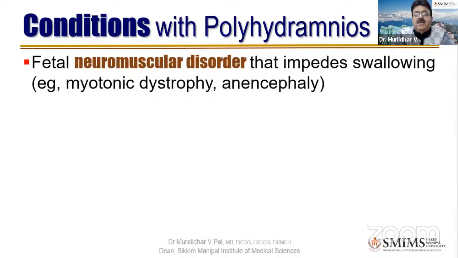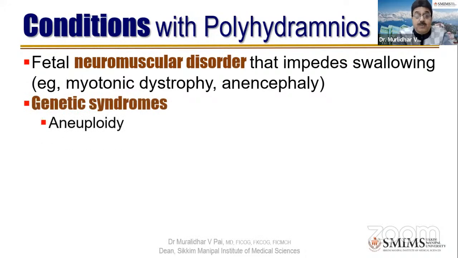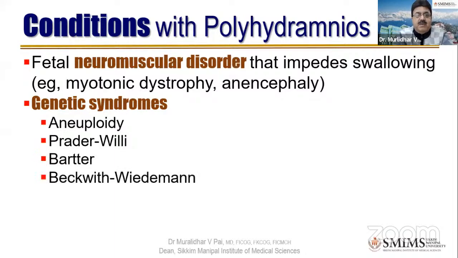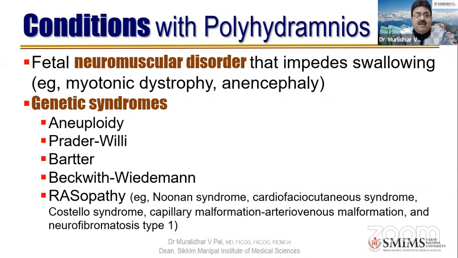Fetal neuromuscular disorders that impede swallowing. As I told you, it's not only the obstructions that will impede the swallowing, the neuromuscular disorders also will do the same thing. Myotonic dystrophy, for example, and anencephaly. Of course, nowadays, if you diagnose anencephaly, we will not allow it to continue, and we won't see polyhydramnios due to anencephaly anymore. Genetic syndromes, aneuploidy, Prader-Willi syndrome, Bartter syndrome, Beckwith-Wiedemann syndrome, and rasopathies.